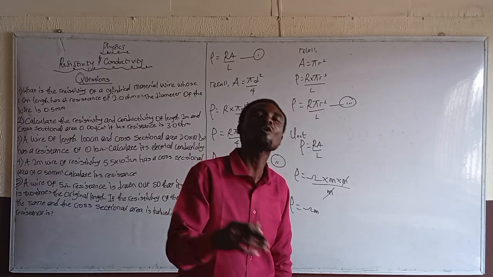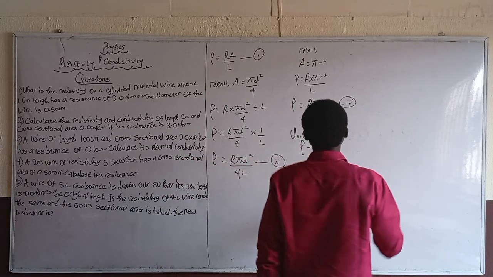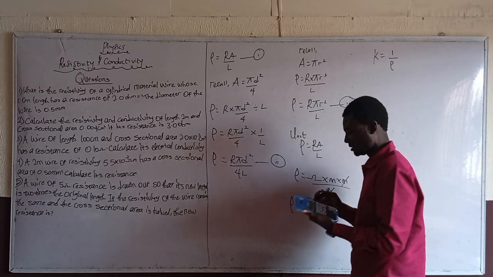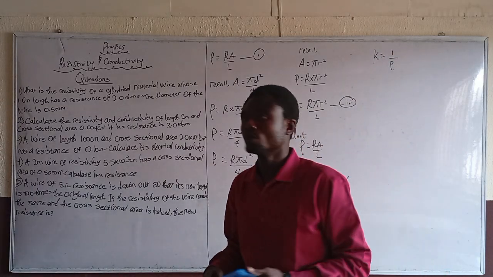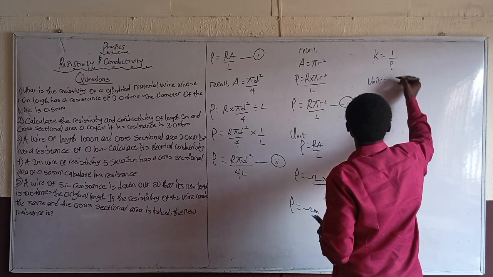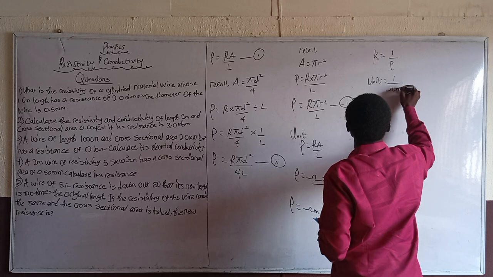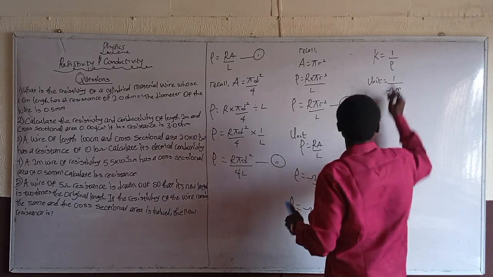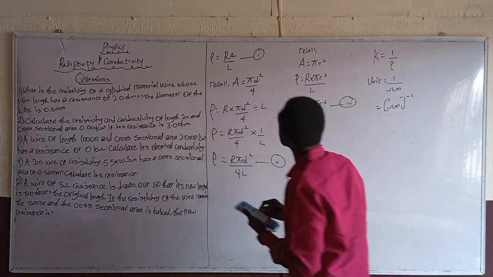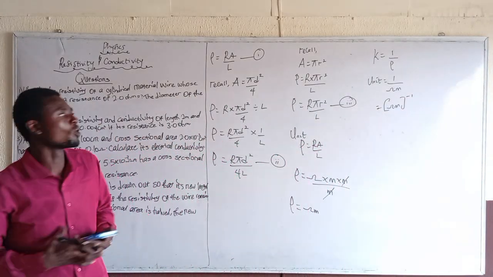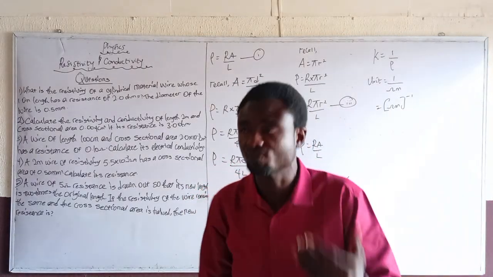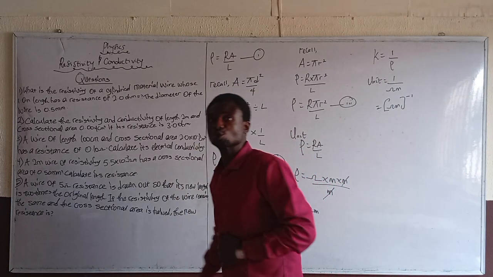Now, conductivity is the reciprocal of resistivity, which means that conductivity, K, is equal to 1 divided by what? Resistivity. That is conductivity. So to get the unit of conductivity, this is 1 divided by ohms meter. So if I bring ohms meter up, it becomes what? Per ohm meter. So that is the unit of conductivity. So having explained the concept behind resistivity and conductivity, we go further to solve our questions.